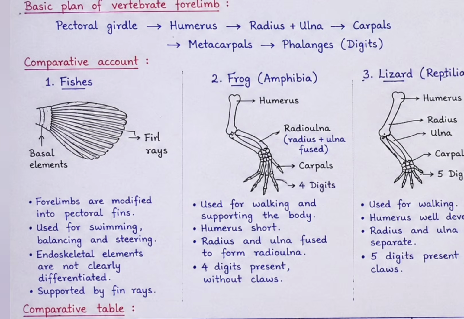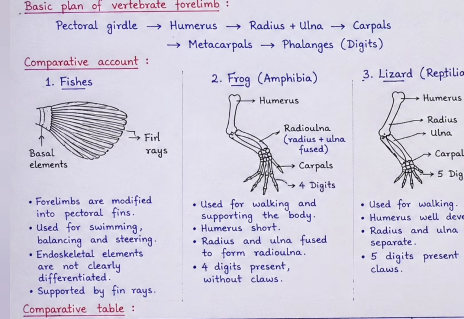Next, third point, the radius and ulna are fused to form the radio-ulna. We have similar characters with mammals; the radius and ulna are fused in mammals also. The same characteristic is seen in frog.